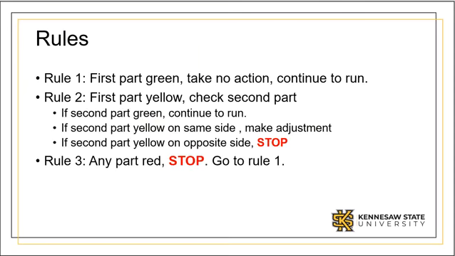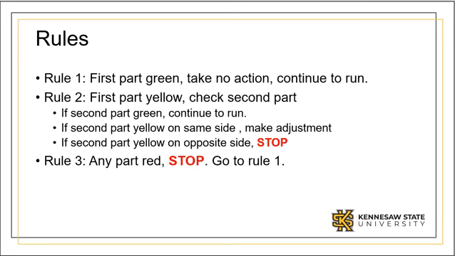Pre-control works under 3 rules. First, if we measure a parameter and it's within plus or minus 1.5 standard deviations, or the green zone, take no action and continue to run. Second, if the part measures outside plus or minus 1.5 standard deviations, but within plus or minus 3 standard deviations, or the yellow zone, we need to check a second part.